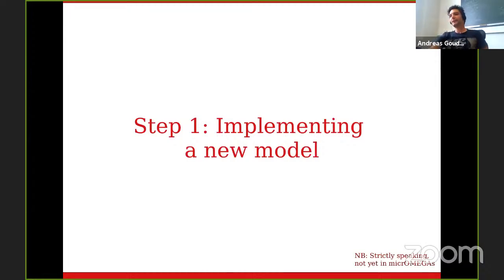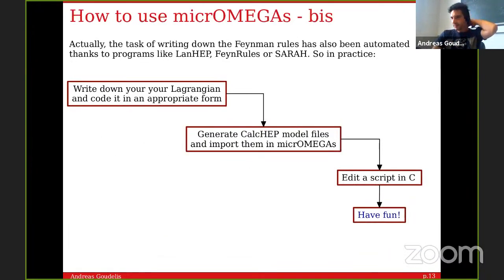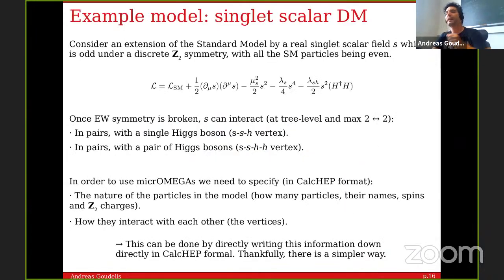So let's start with the implementation of a new model. And I'd like to point out that, strictly speaking, this is not yet micrOMEGAs. We will only get to micrOMEGAs in the next step, which is importing a new model file in the program. So remember, the first step was writing down your Lagrangian and coding it in an appropriate form.